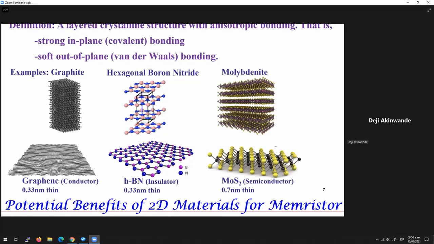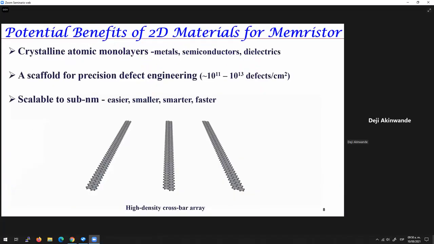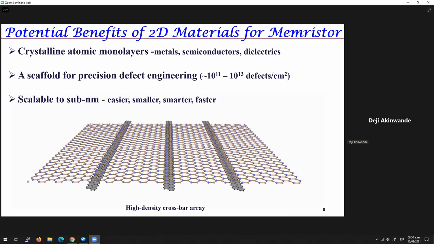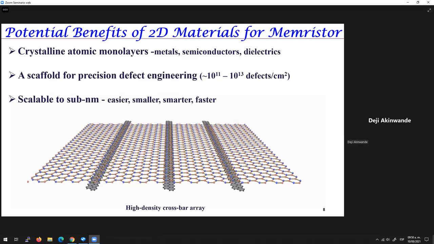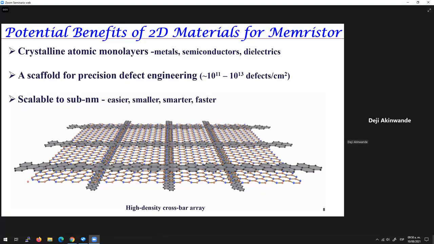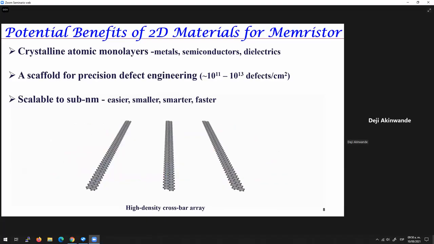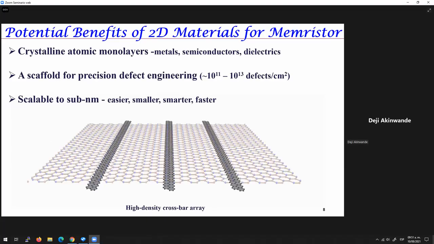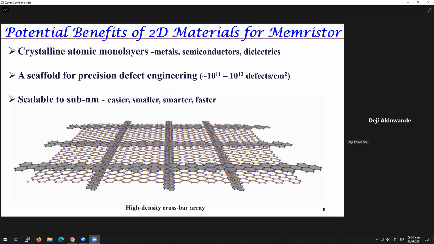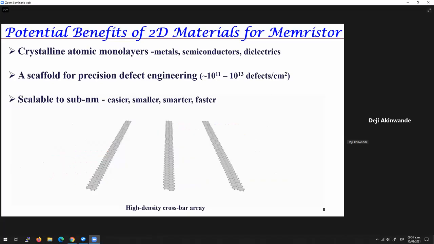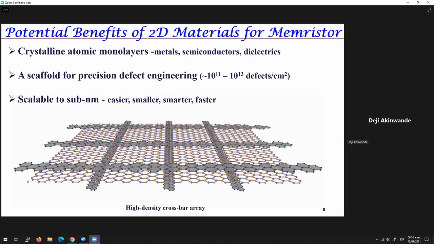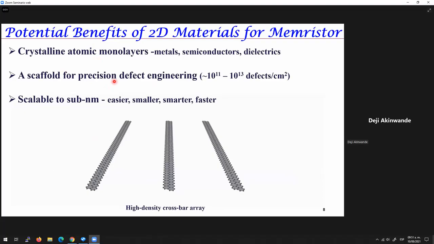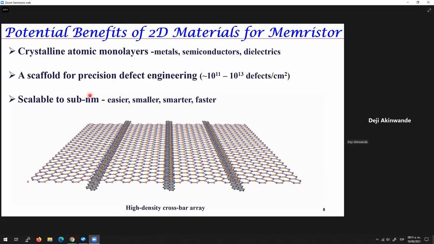And so with a 2D platform, you could select the metals from, let's say, graphene or similar materials. You have semiconductors like MoS2 or TMDs, and you have dielectrics like hBN, which can both serve as the active layer. So with the 2D platform you could get the entire cell to be less than a nanometer or 2 nanometers. So it's an excellent platform for precision defect engineering. You can control the amount of defects through a variety of means, and it's very, very scalable.